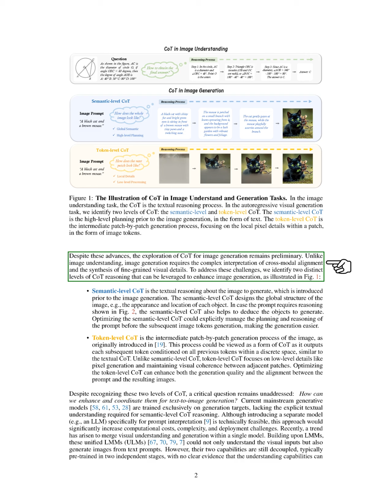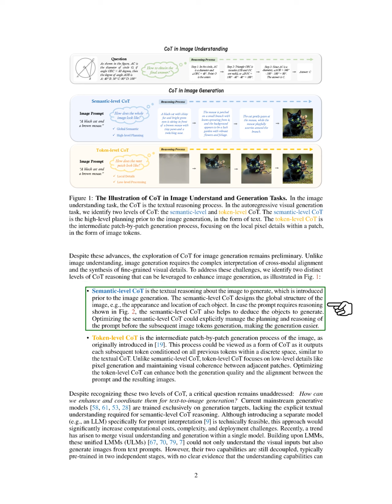However, the application of CoT in image generation is still in its early stages. Unlike understanding images, generating them involves complex tasks like aligning different types of information and creating detailed visuals. To tackle these challenges, we identify two levels of CoT reasoning that can enhance image generation. The first, semantic-level CoT, involves reasoning about the image before it is created, helping to plan the overall structure, such as where objects should be placed. This level of reasoning can simplify the generation process by organizing thoughts before creating the image.